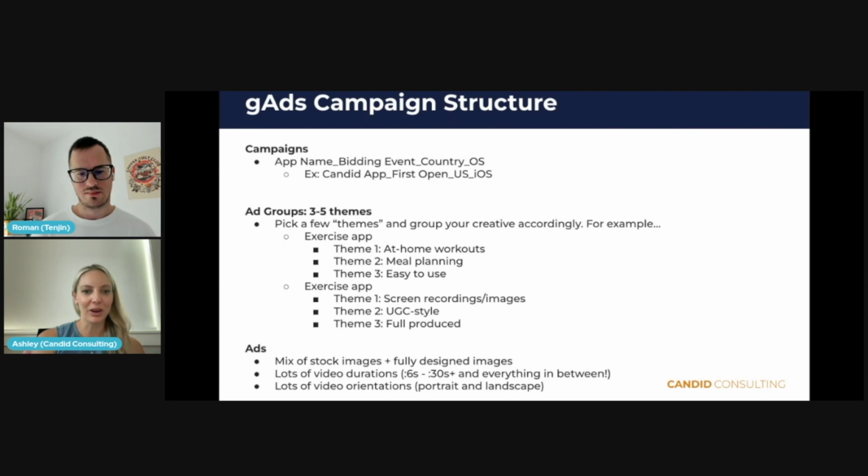So my recommendation, and I think all of the larger UA teams follow a very similar naming convention, is to have the app name, the event that they're bidding toward, because sometimes you may have a first open campaign, other times you may have a retention metric or a goal that you're bidding toward, or a purchase. So indicate exactly what that campaign is, the event that it's bidding on, the country that you're targeting, and then also the operating system.